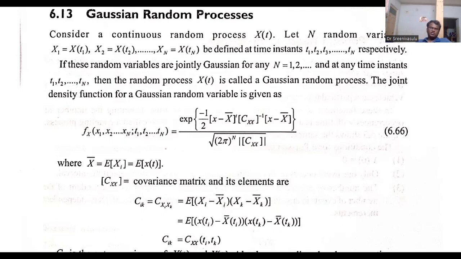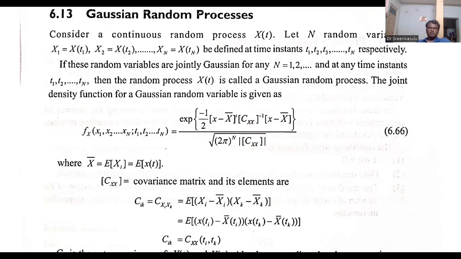Now, the standard Gaussian density function formula is equal to exponential of -1/2 (x minus x bar). X means the corresponding event. X bar is the mean value of that random process here. And Cxx means covariance.